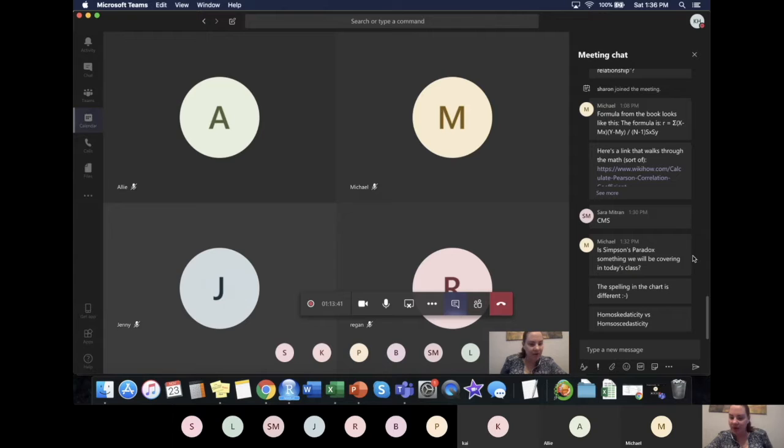Is Simpson's paradox something that we'll be covering in today's class? Yes, it is different, but I'm pretty sure I'm the right one. Simpson's paradox, I actually don't even know what that is. I bet it's one of those cases that I do know what it is, but I've never heard the name. So that would be my guess, to be perfectly honest.